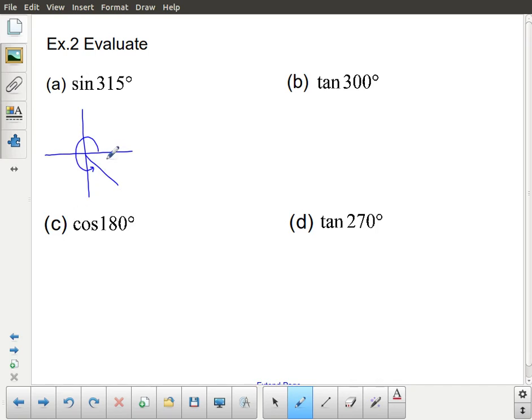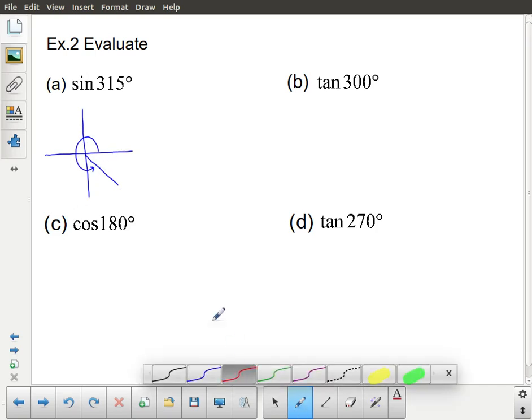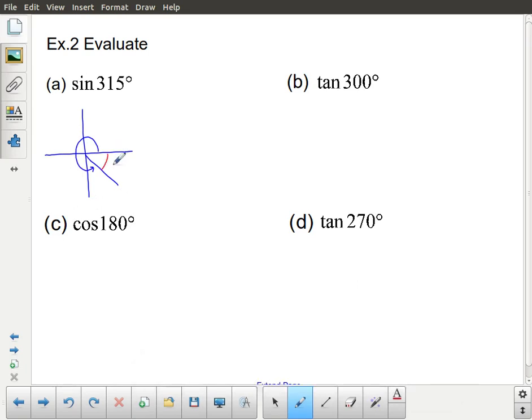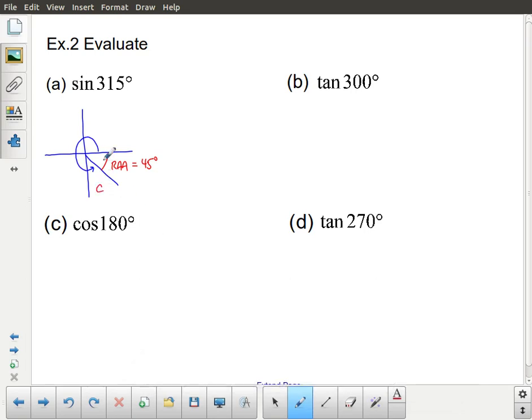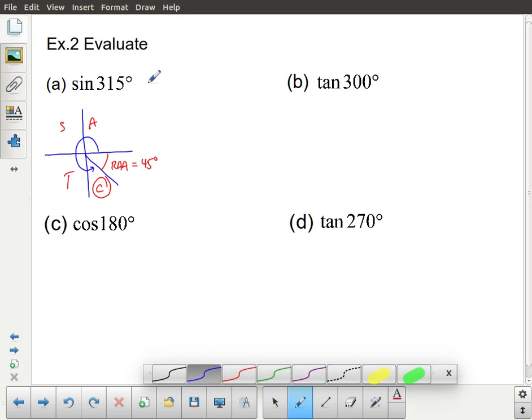What would the related acute angle be for 315 degrees? That would be here. The related acute angle in this case would be equal to 45 degrees. So now I can make use of what I know about the cast rule. So in quadrant 4, is sine going to be positive or negative? And the answer is it's going to be negative.